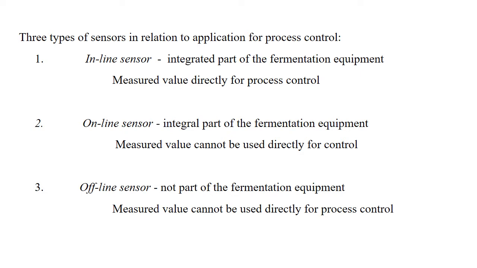In an offline sensor, the sensor is not a part of the fermentation equipment. The values are measured by an operator and these measured values should be entered into the control system for the process control.